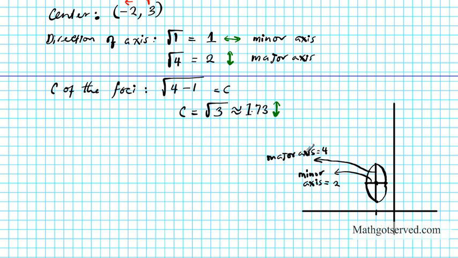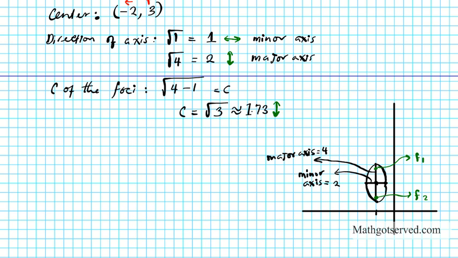Our foci is 1.7 up and down, so we just go 1 and then close to 2. That's the first one, and then 1 and then close to 2. So over here, there's F1, first foci, and this second point is F2. Okay, how do I know to go up and down? Well, you always go in the direction of the major axis. We already established that over here.